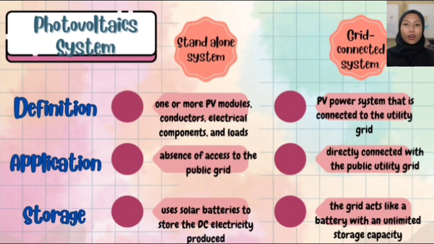There are two types of photovoltaic system. The standalone system needs one or more PV modules, conductors, electrical components, and loads. Next, the grid-connected system is a PV power system that is connected to the utility grid. The application of the standalone system is the absence of access to the public grid. Meanwhile, the grid system is directly connected with the public utility grid. Lastly, the difference in storage terms is that the standalone system uses solar batteries to store the DC electricity produced, and the grid-connected system acts like a battery with an unlimited storage capacity.